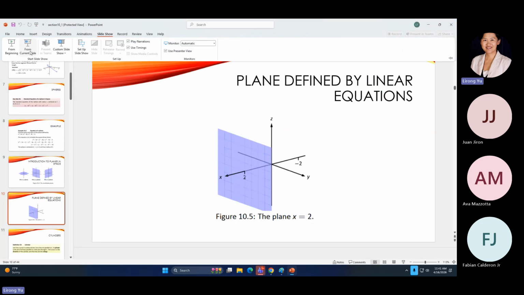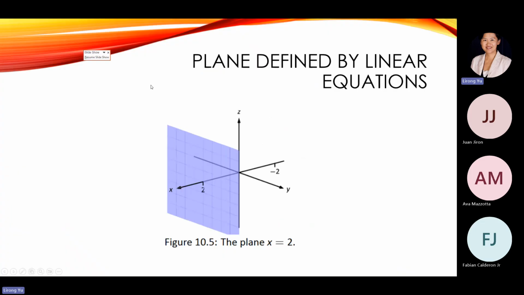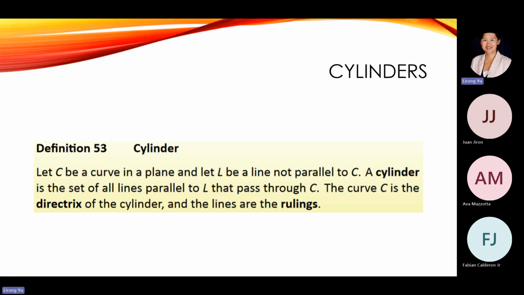Anyway, as a summary, an equation of degree 1 represents a plane. And let's talk about other surfaces. Number one surface I have to mention is a cylinder. This definition of cylinder is a little broader than our usual idea of cylinder. When we think about a cylinder, we think about the circular cylinder, where the base is a circle, the top is a circle, and you see an upright cylinder.